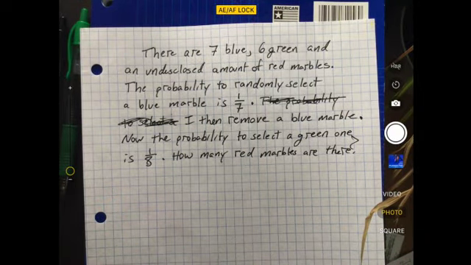It's awesome. Okay, there are 7 blue, 6 green, and an undisclosed amount of red marbles. The probability to randomly select a blue marble is 1/7. I then remove a blue marble. Now the probability to select a green one is 1 out of 8. How many red marbles are there? Bang.